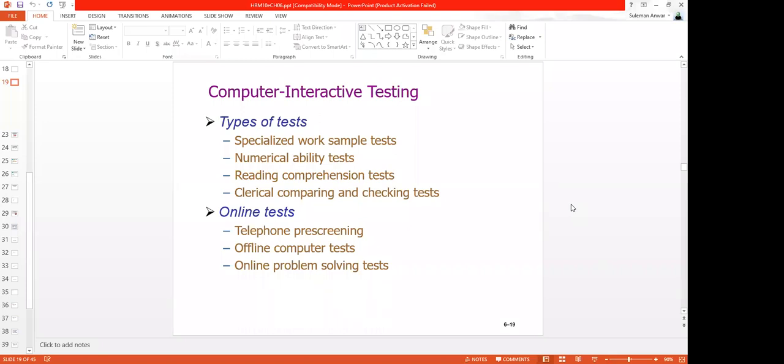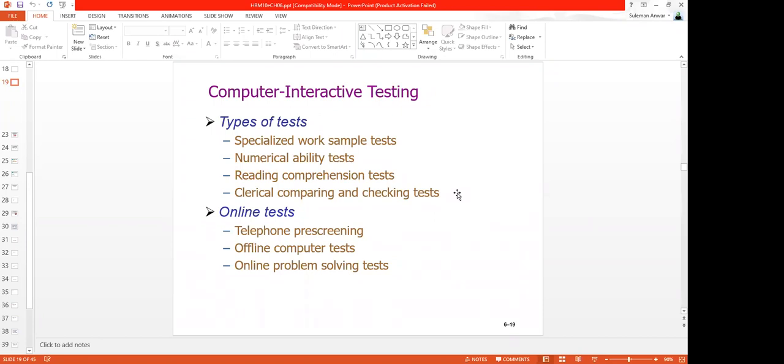The first one is specialized work sample tests. It can be numerical ability tests. It can be reading comprehension tests, clerical comparing, and checking tests, right? So all of these tests are designed just like in a pattern of, you might have attempted the TOEFL or IELTS, right? So the way you attempt those tests, these tests for the hiring purposes are almost designed in the same way. Along with that, there are certain online tests as well.